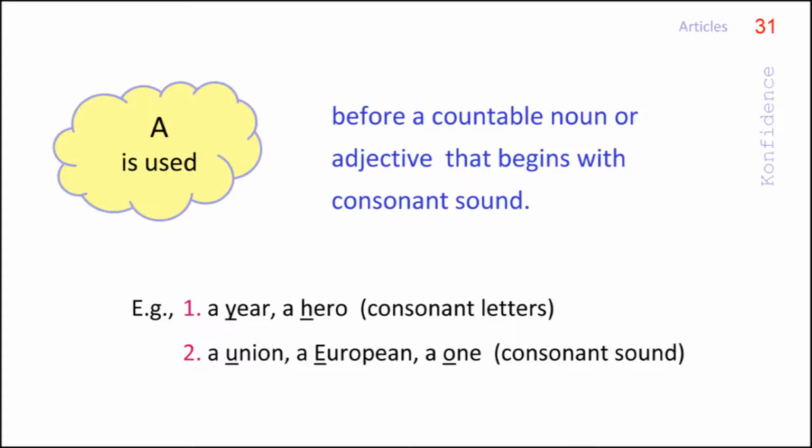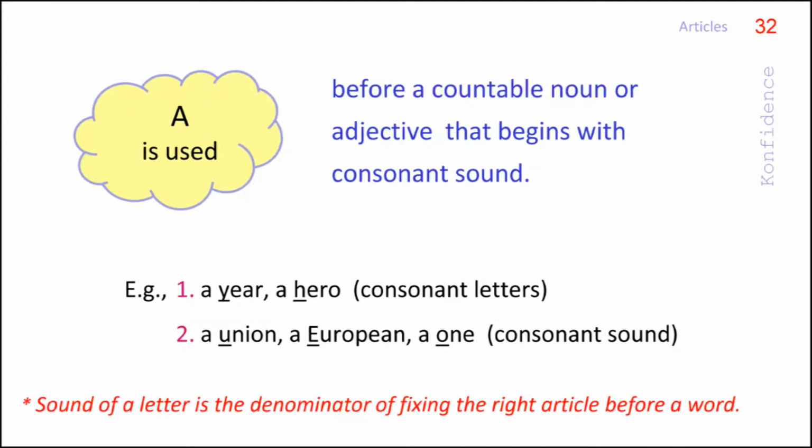Here the underlined letters in the words are vowels, but they have consonant sounds in the words. In Union and European, the U and E letters have ya sound, which is the sound of the consonant Y. In the word one, the letter O has the sound of the consonant V. So article A is used before these words. Hence, sound of a letter is the denominator of fixing the right article before a word.